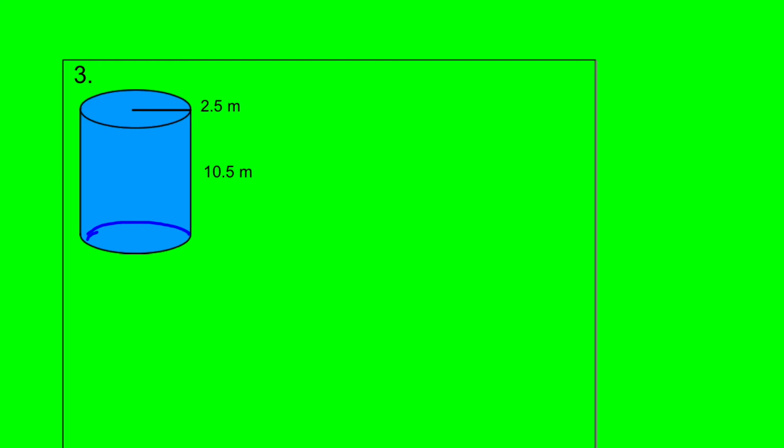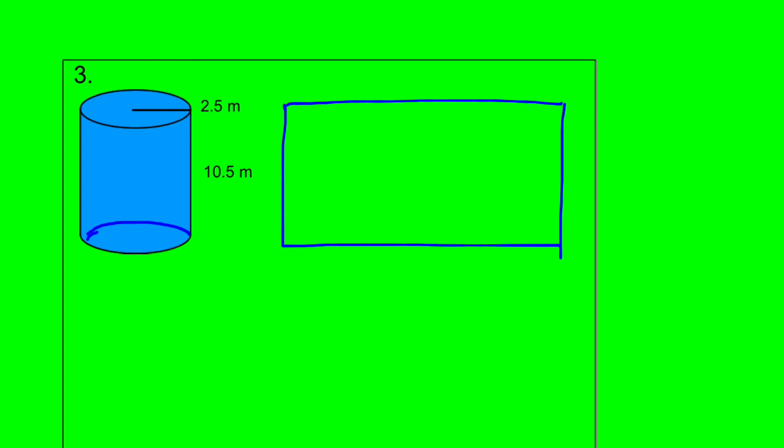So I'm going to roll it out that way. And there's the rectangle that we get when we roll out that cylinder. Just erase that little part right there. Now, the height of the cylinder is the same as the short side of the rectangle. Height of cylinder, same as the short side of the rectangle. So this measurement will be 10.5 meters.